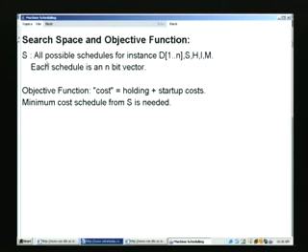If it helps us to think about, we will think of each schedule as being an n-bit vector. So, each bit specifies whether the machine is to be on or off on the corresponding day. The objective function is a cost, and it just consists of the sum of the holding and the startup costs. And our goal is to get the minimum cost schedule from this space S.